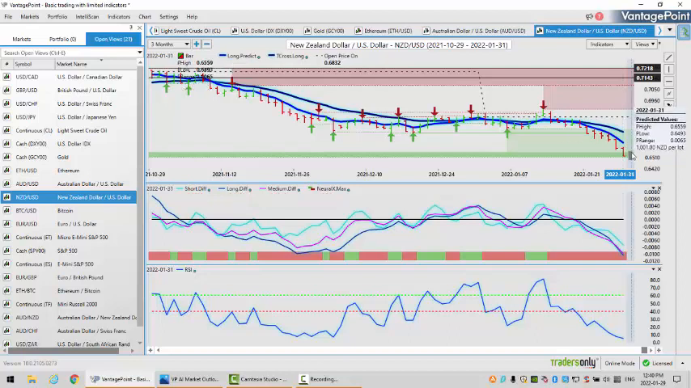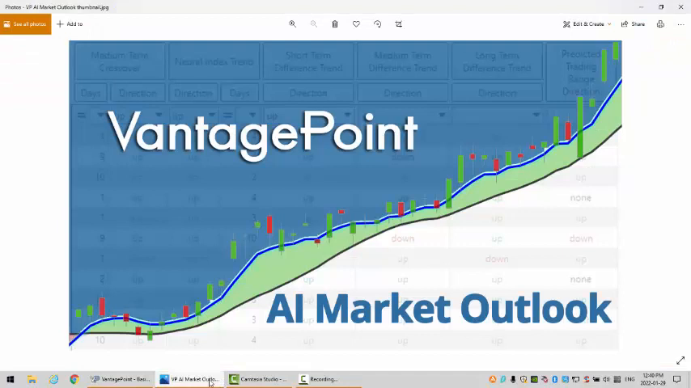So at 66.25 and the predicted high of 65.59, we want a blended price to begin the week because we should expect volatility again to begin the week. So with that said, this is the VantagePoint AI Market Outlook for the week of February the 1st, 2022.